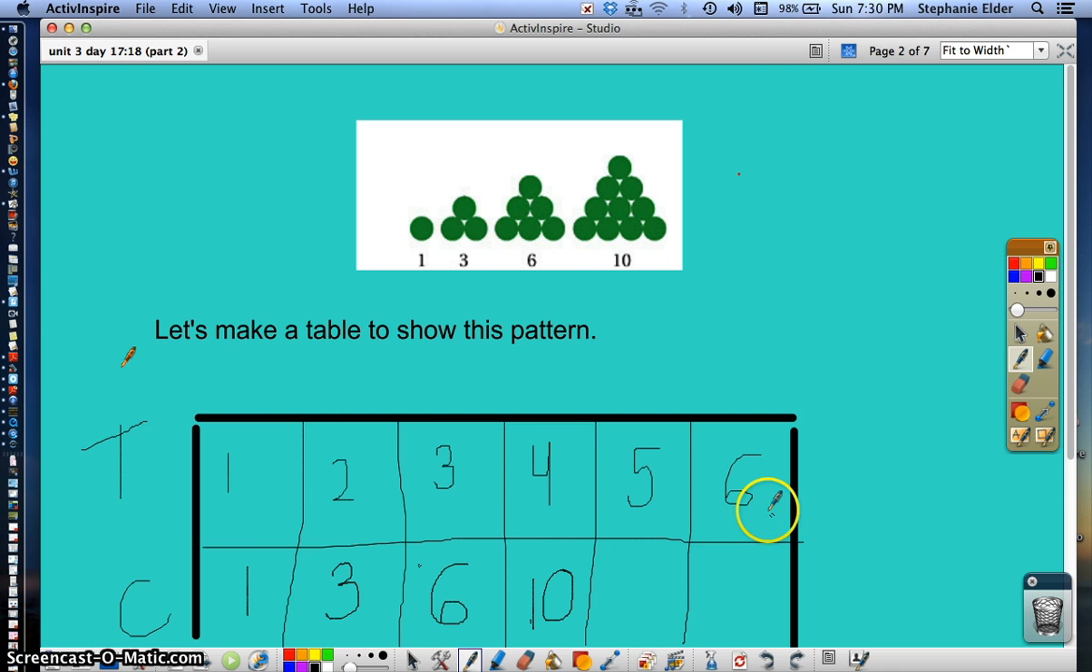Now, the triangles are the independent variable here because I can put any number of triangles. But if I have 4 triangles, there must be 10 circles. So the circles are the dependent variable. See if you can figure out the pattern that's going on here, and then see how many circles will be needed for the fifth and sixth triangles.